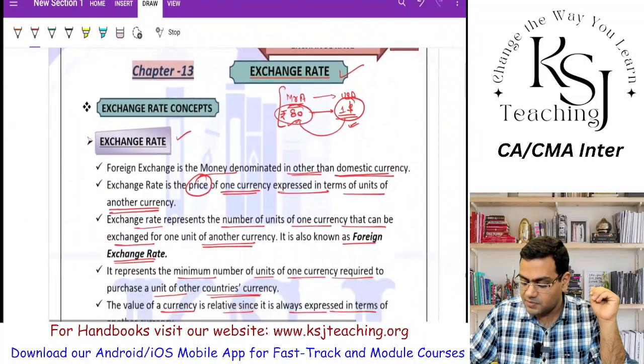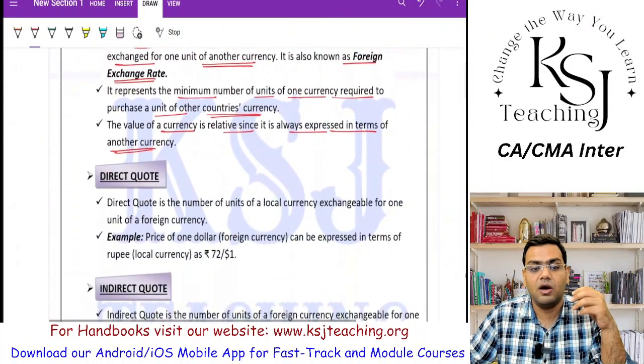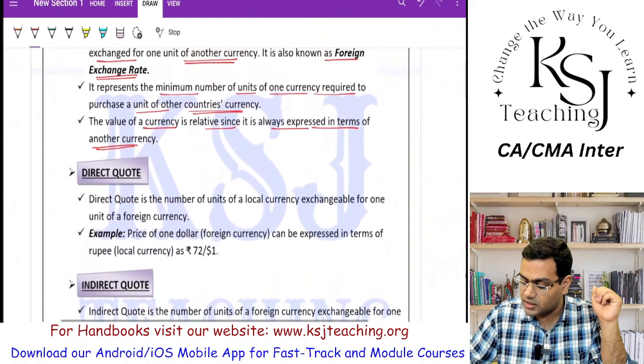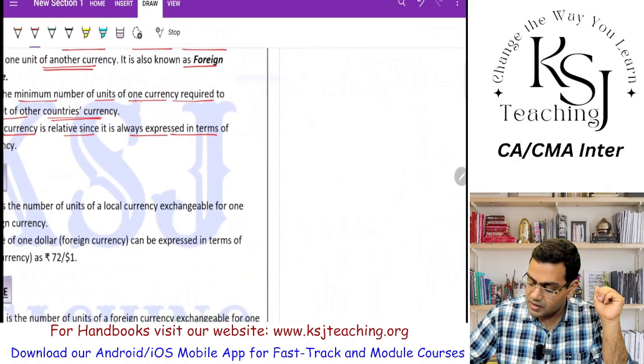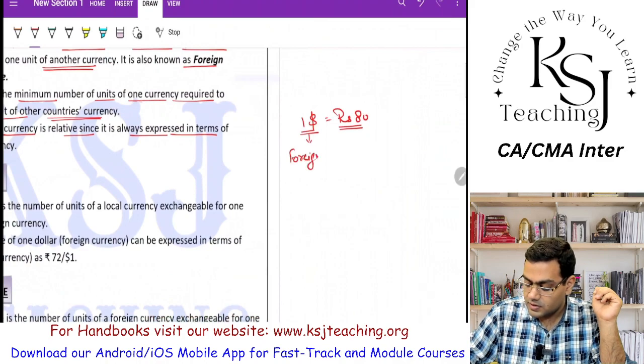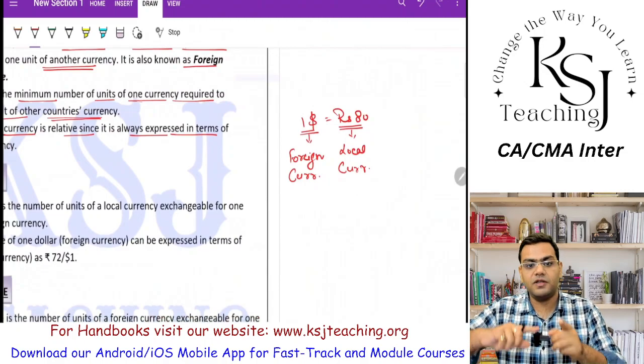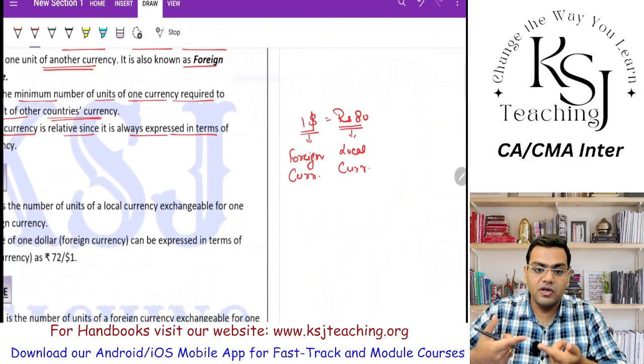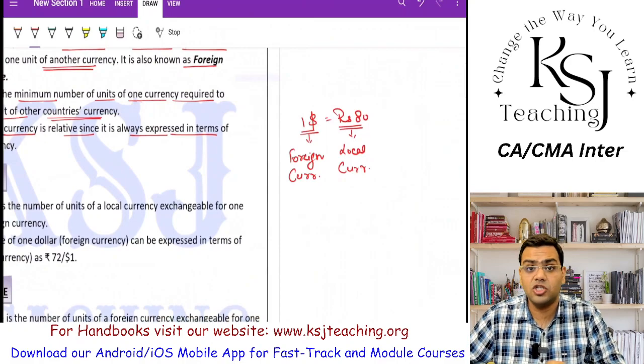So there are different types of quotes, showing how the currency is being expressed. One is the direct quote. Direct quote is when we say $1 is equal to rupees 80. Now this is a direct quote. Direct quote means 1 unit of the foreign currency and the number of units of the local currency. This is your foreign currency and this is your local currency. Right? So 1 unit of the foreign currency and number of units of the local currency. This is your direct quote.